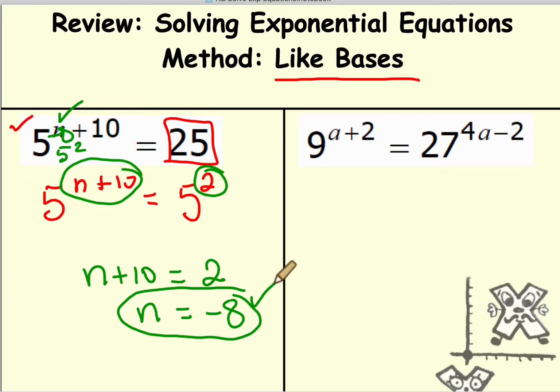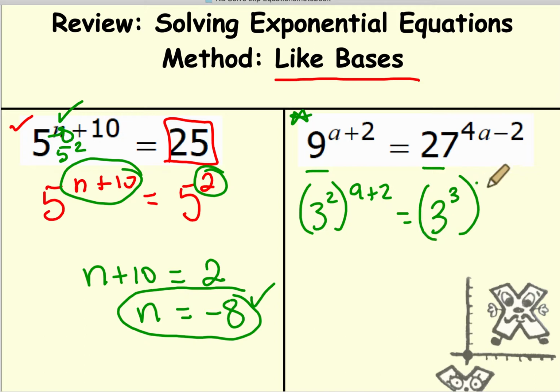On the other hand, we have this one over here on the right. The bases are 9 and 27. 9 squared is going to give me 81. I see the square root of 27 is not 9, but I can write them both as the power of the same number. So I know that 9 is really 3 squared, still being raised to the 8 plus 2. I'm just rewriting it in a different format. 27 is 3 cubed, and it also is still raised to the 4 times a minus 2.